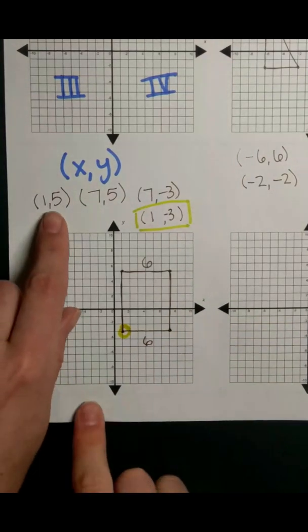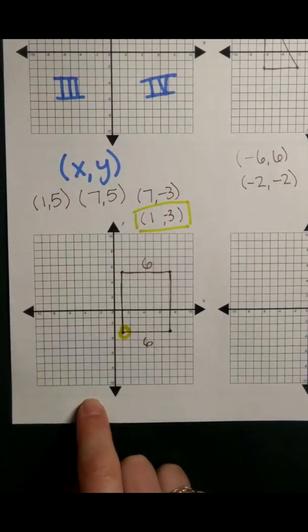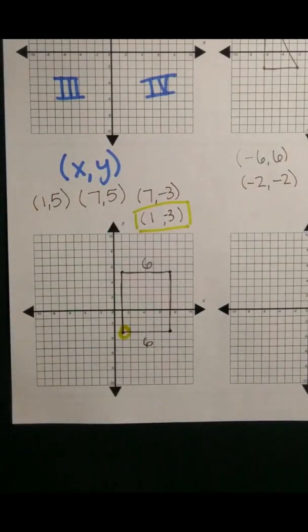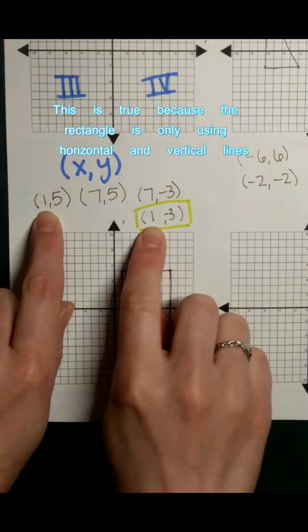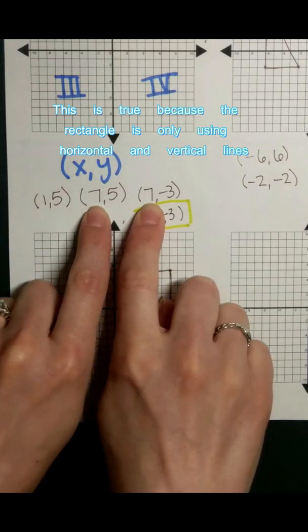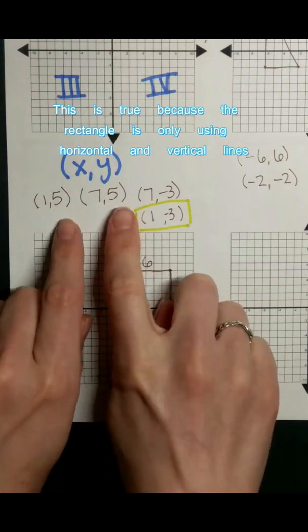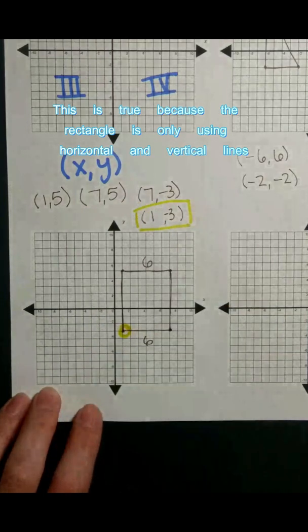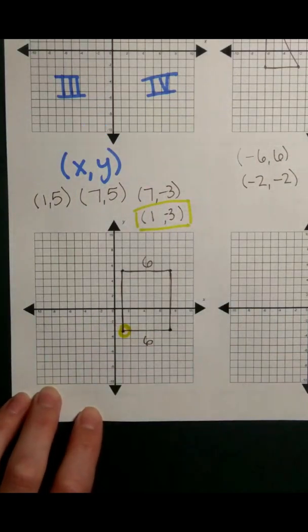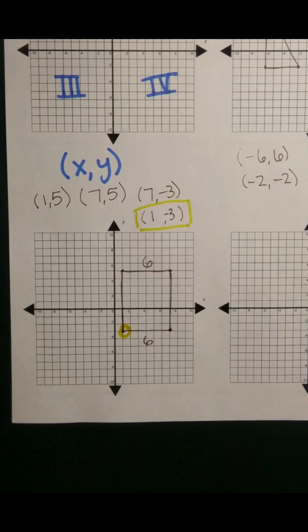If you look at all 4 vertices, hopefully you notice something. Look at the x's. 1 shows up twice. 7 shows up twice. And look at the y's. 5 shows up twice. Negative 3 shows up twice. So that's another way I can check and make sure that I've put the final vertex in the correct location.